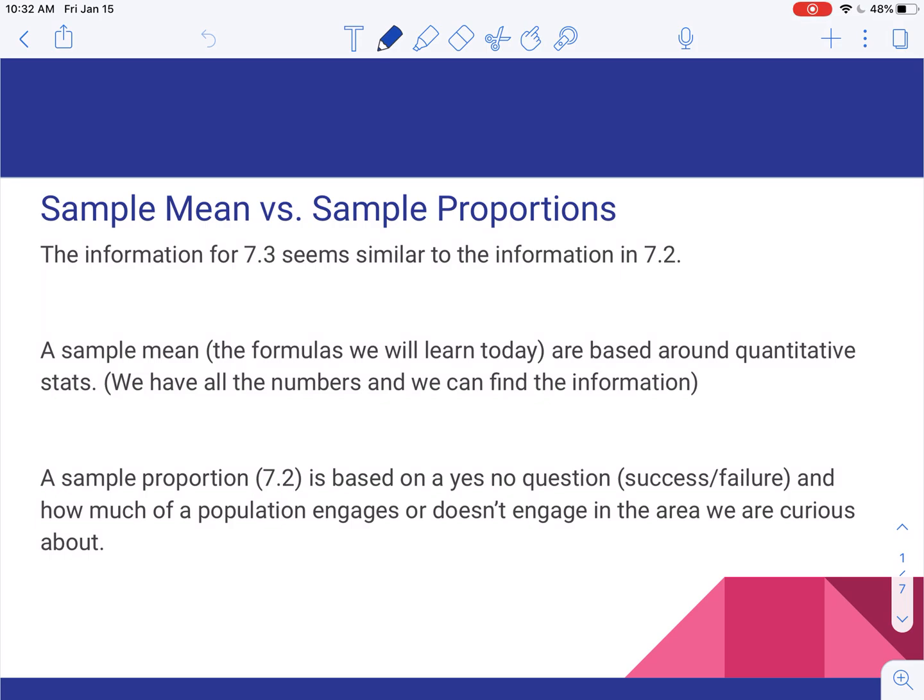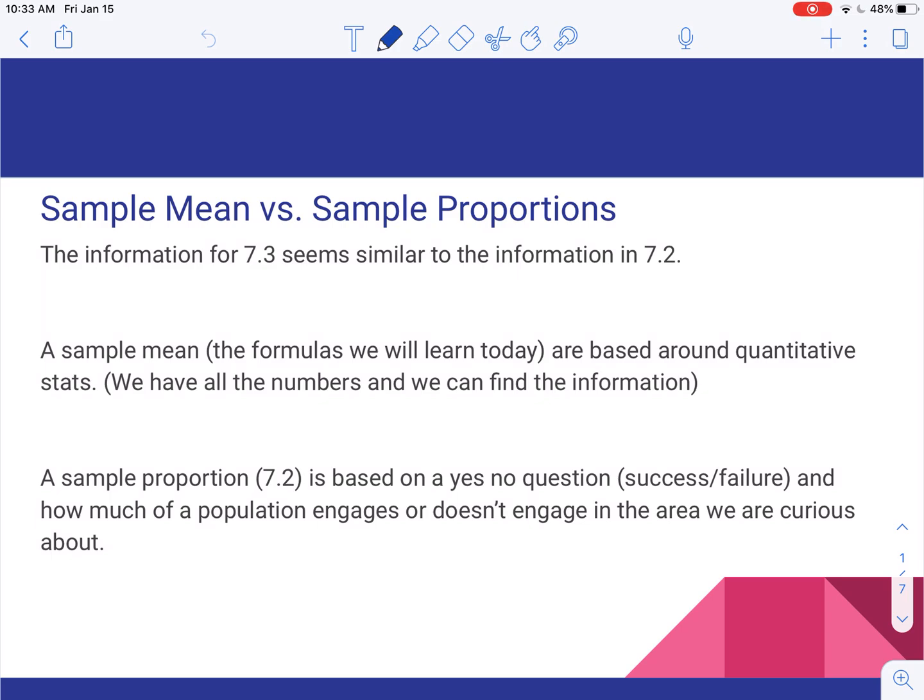A sample proportion is based on a yes or no question, a success or a failure, about how much a population engages or doesn't engage in the area we're curious about. The easiest example is the one the book uses: the height of girls in the United States. That's an actual quantitative measure. We can figure out the exact heights of women in the United States, the averages, and the population average.